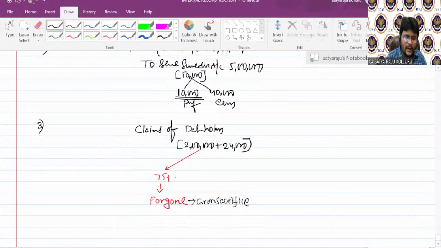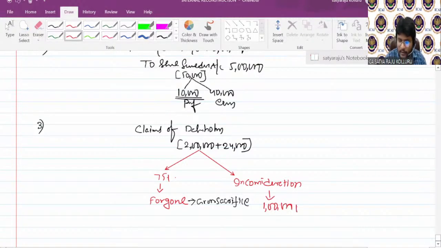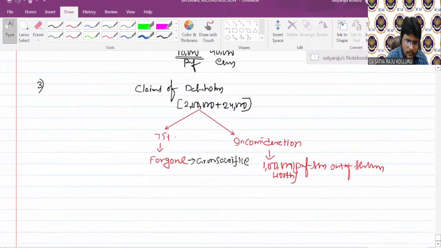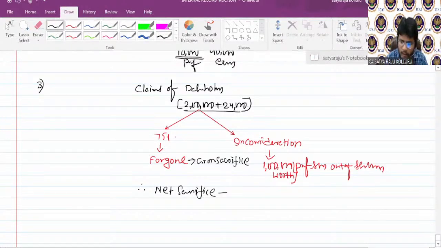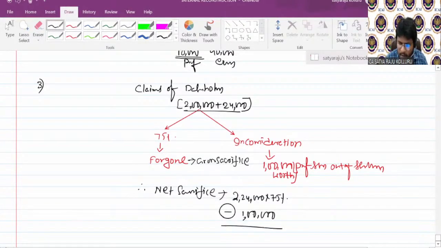Because as a result, he is expecting, in consideration, 1 lakh worth of preference shares out of share surrendered. Not 1 lakh preference shares, 1 lakh worth of preference shares out of share surrendered. Therefore, net sacrifice. First, let me calculate net sacrifice. So 2,24,000 into 75%, minus 1 lakh, because they are expecting the 1 lakh, right?